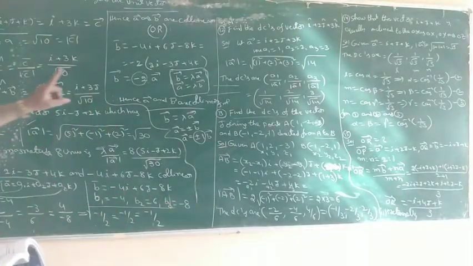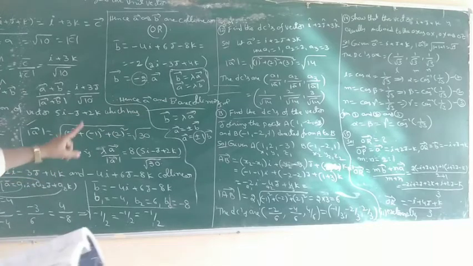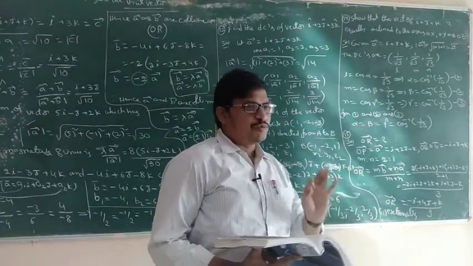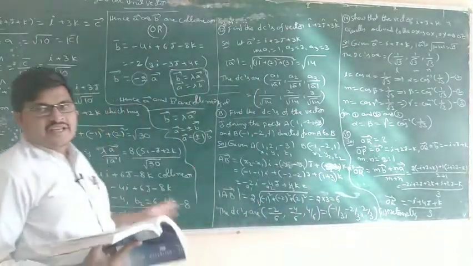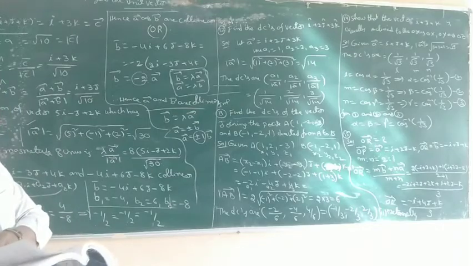The examples have the same models as the exercise: direction cosines, collinear vectors, equal vectors, unit vectors, each and every model is there in the examples. So these 4 problems are homework.